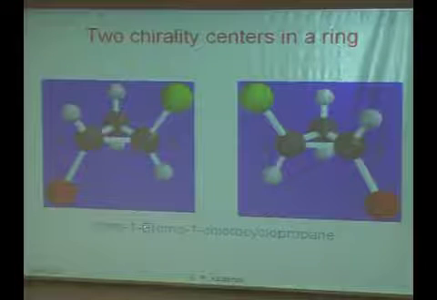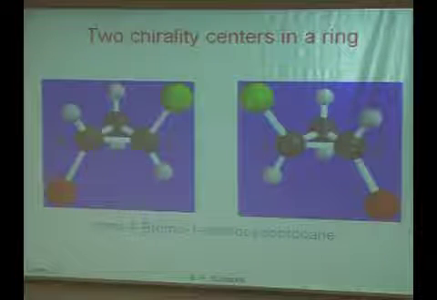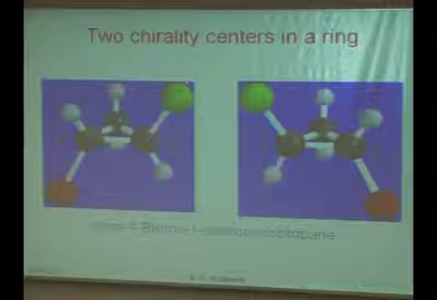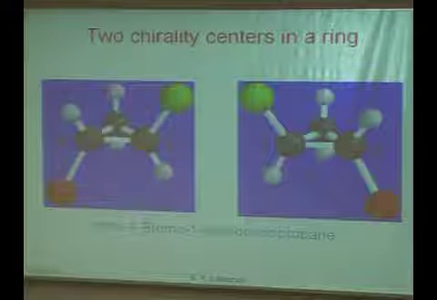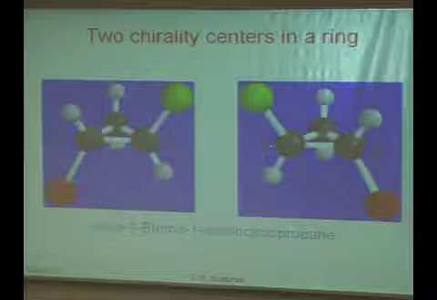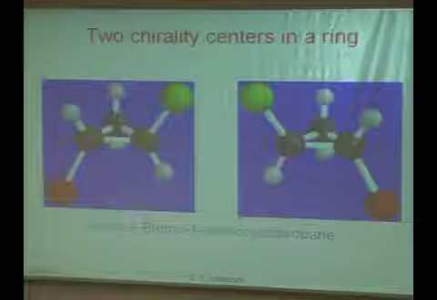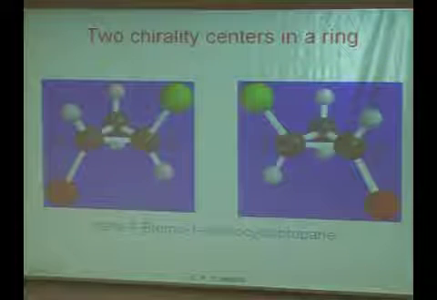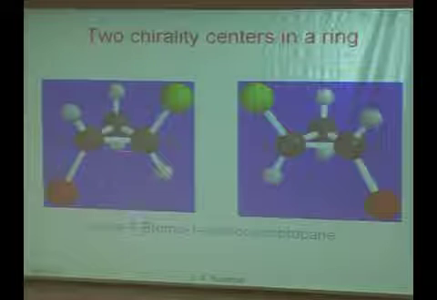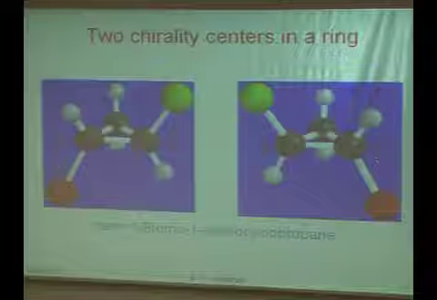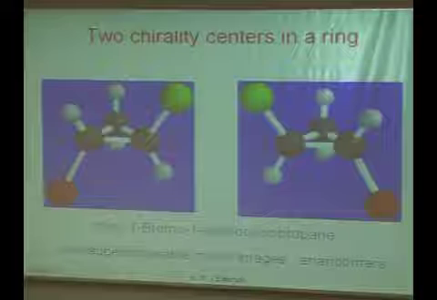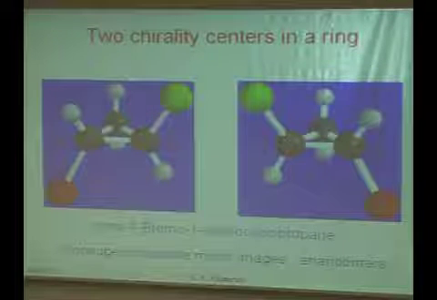Please correct it. It is 1-bromo-2-chloro. So 1-bromo-2-chlorocyclopropane, you can have RR and SS. As you can see here, if you put a mirror, this is going to be the mirror image of this compound. And again, the mirror image of R is S. The mirror image of R is S. So they are non-superimposable mirror images. Therefore, these two compounds are enantiomers.